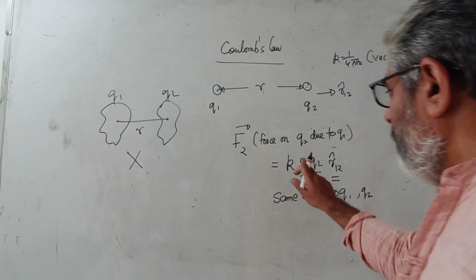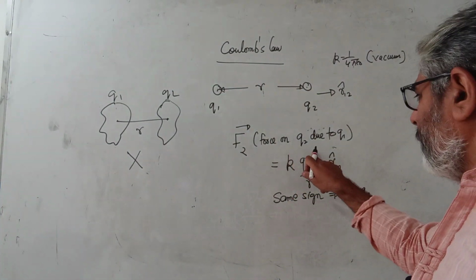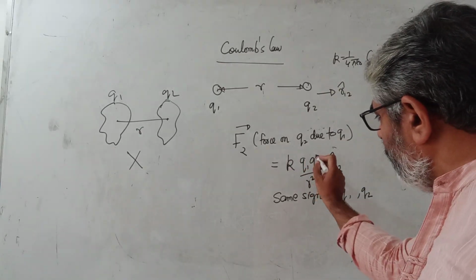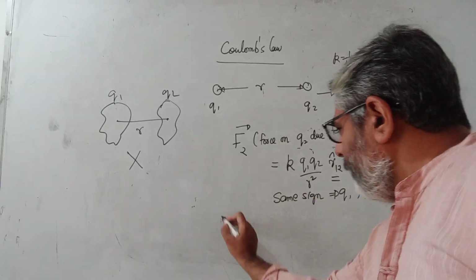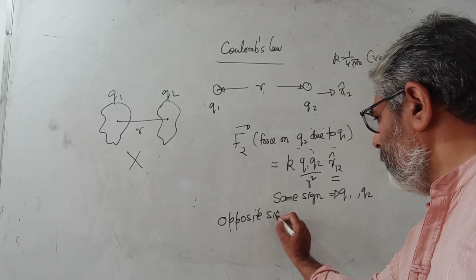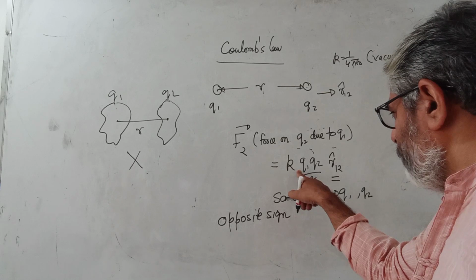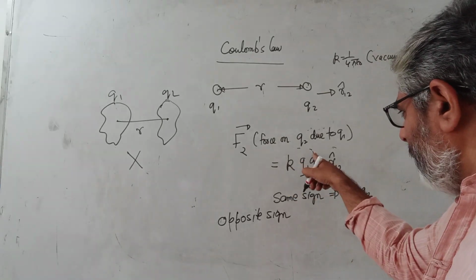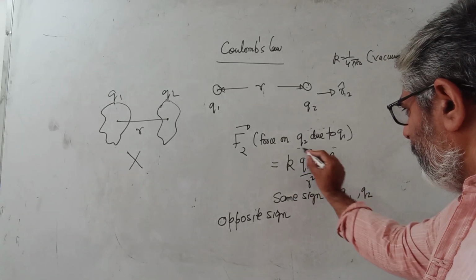But if we have this as positive and this negative, or this negative and this positive, now if they have opposite sign, then this is plus, this is minus, or this is minus, this is plus, then this term will have a negative term.